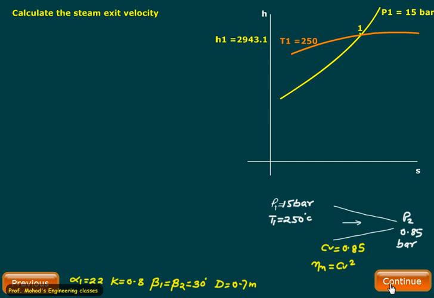Now we have to assume the process is isentropic and the back pressure is given as 0.85 bar, so we draw the 0.85 bar line, and from 1 draw a perpendicular to locate the point 2. Assuming the process is isentropic, we have enthalpy at point 2 equal to 2579.1.